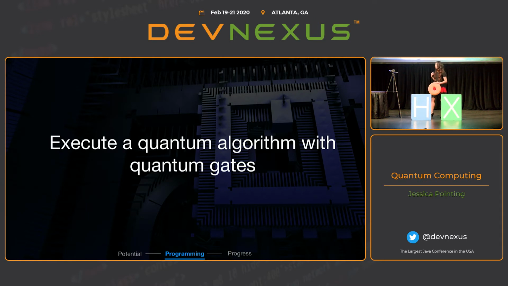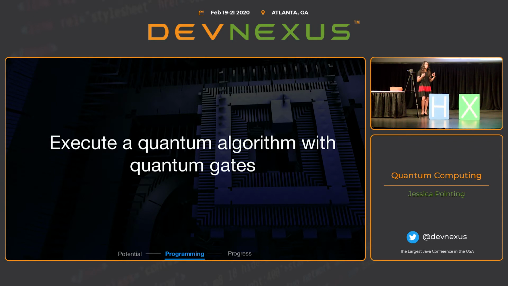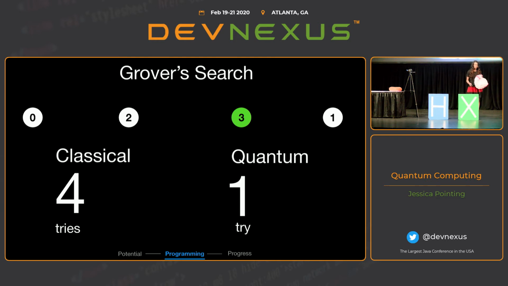Now, the whole point of a quantum algorithm is you can execute it using the quantum gates. So remember Grover's search? This was the one with the balls. Let's simplify it. Let's say we only have 4 balls, and we want to find ball number 3. How would you implement this on a quantum computer using the gates? Well, classically, it would take up to 4 tries because you have 4 balls. And in the quantum case, you could actually find any ball in 1 try.